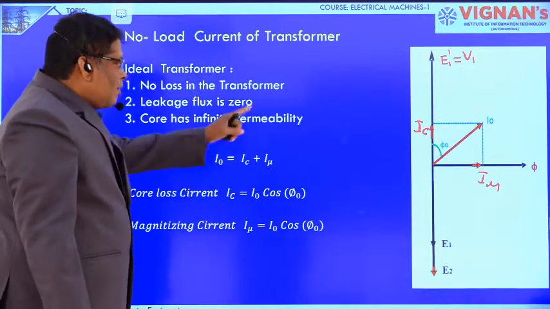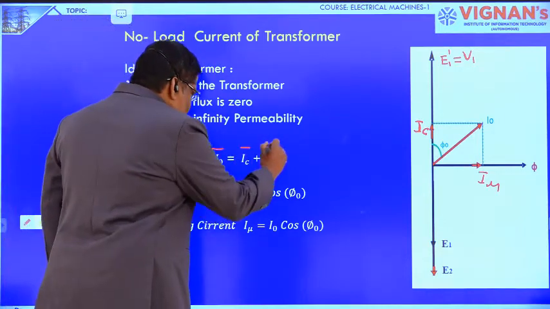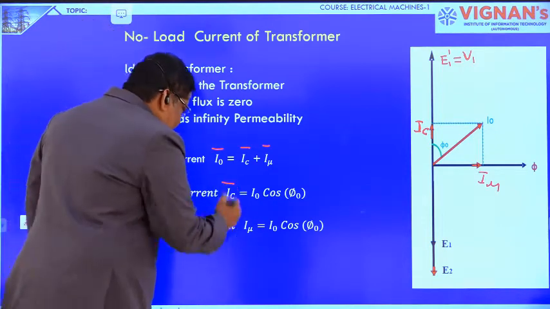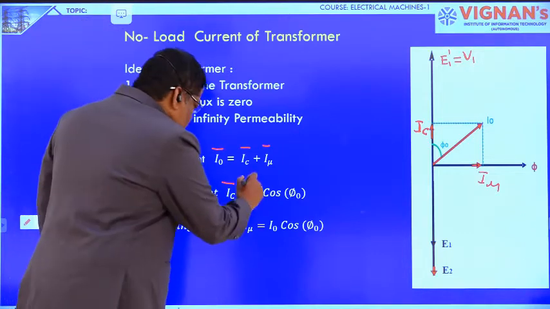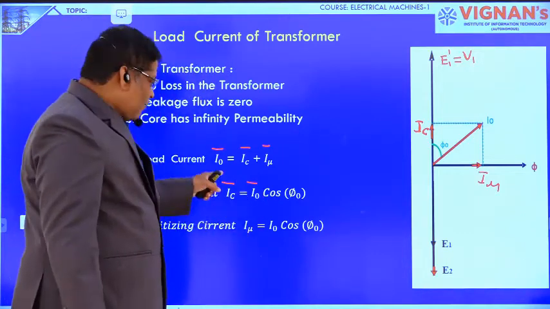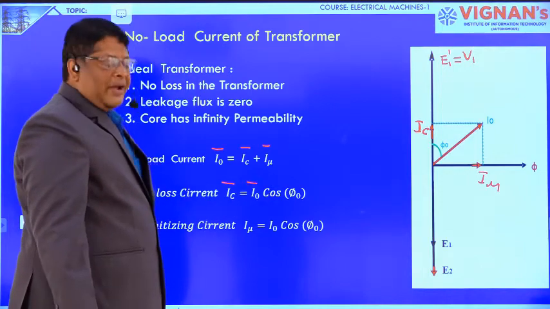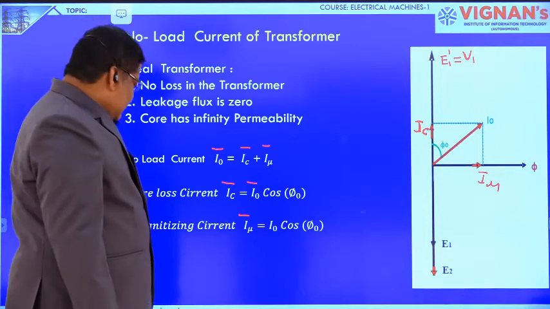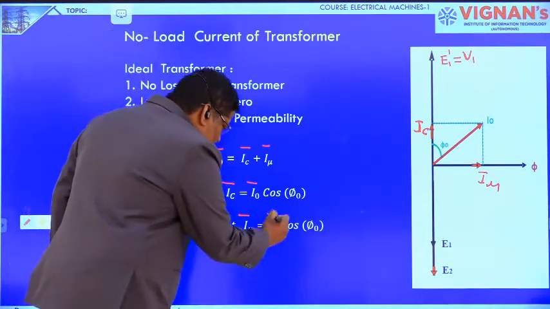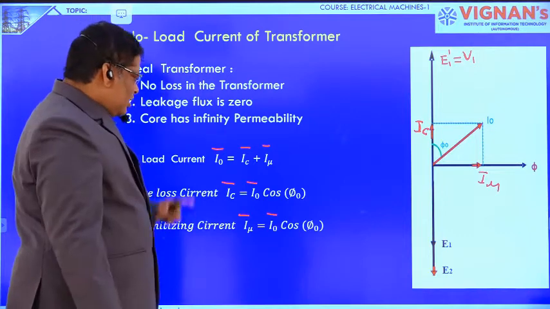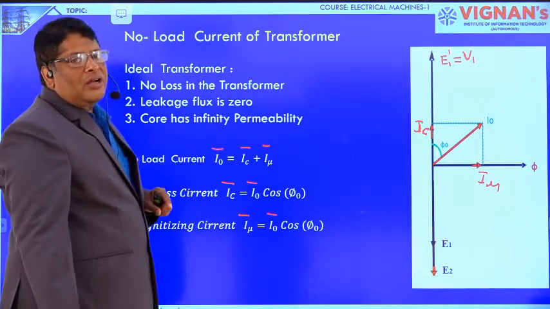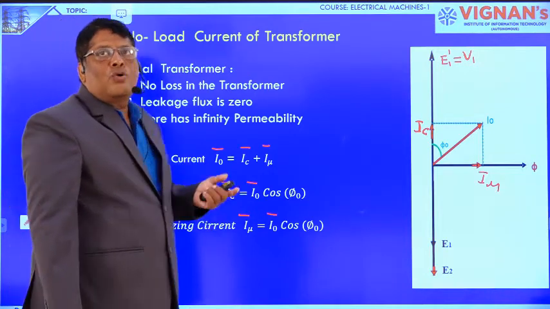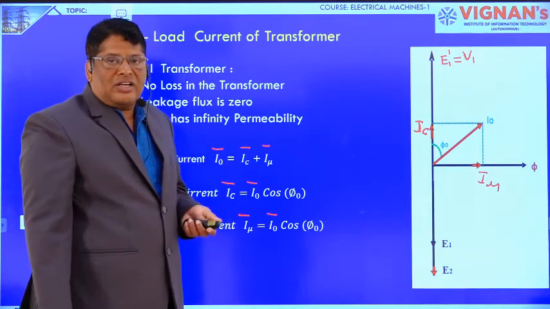See here, the sum of these two currents is nothing but the no load current. IC equals the phasor I naught cos phi naught. Next, I mu, the magnetizing current, equals I naught sin phi naught. The no load current has the magnetizing component as well as the core loss component of a transformer.